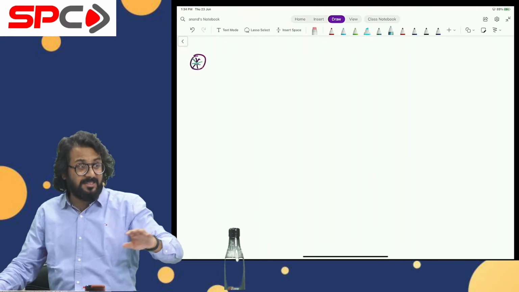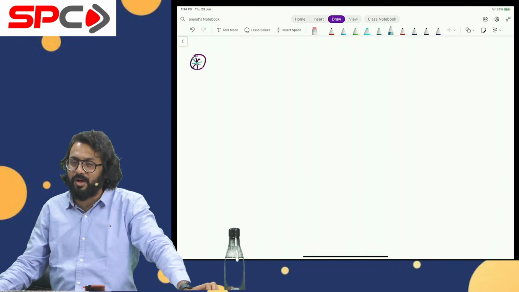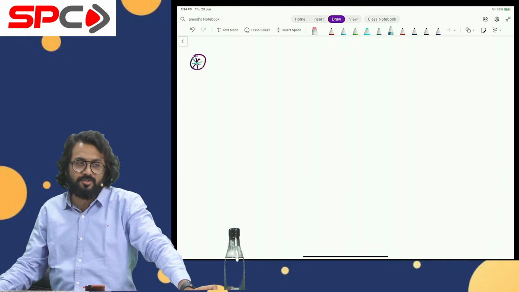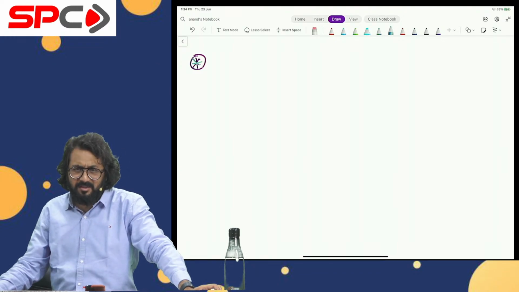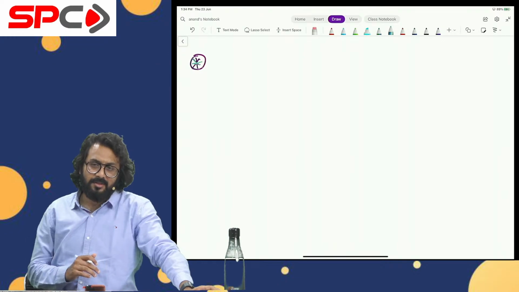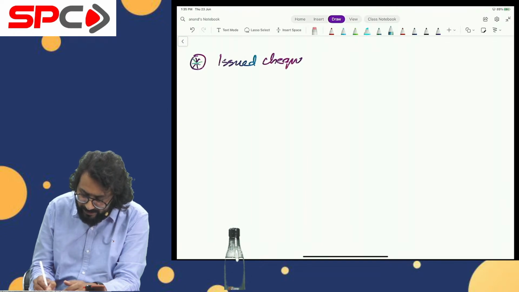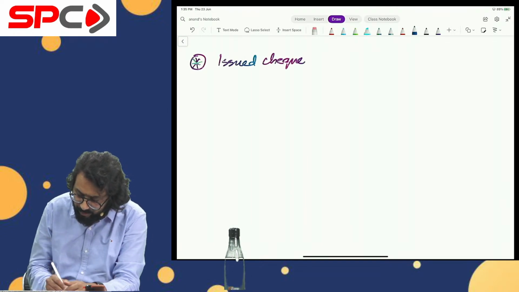There is no balance in the account. The sign doesn't match. There are scratches. There is overwriting. The date does not match. The name of the account holder does not match. For whatever reason, the check can get dishonored. So two types of check can get dishonored. For example, if I have issued a check, which side am I going to write it down on?